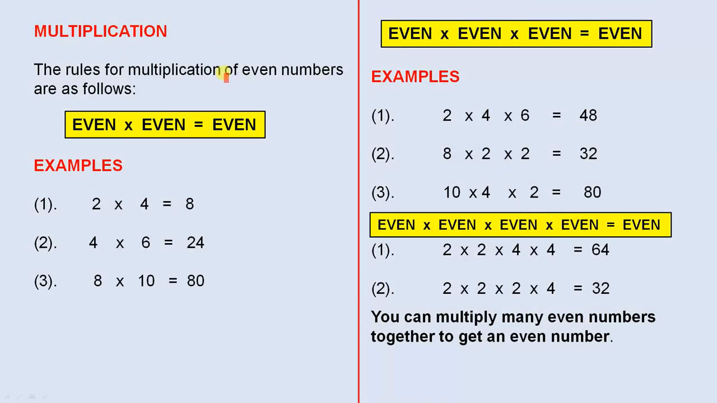Multiplication. The rules for multiplication of even numbers are as follows. If you multiply an even by an even, you get an even. Perfect examples here. Go through them at your leisure. Remember, you can stop the video at any time.